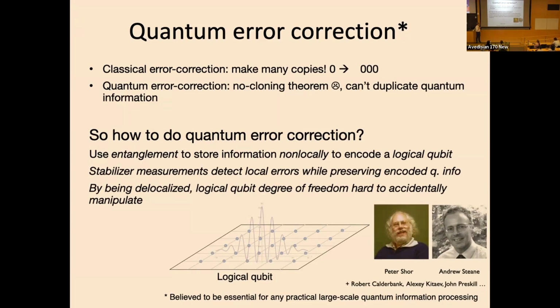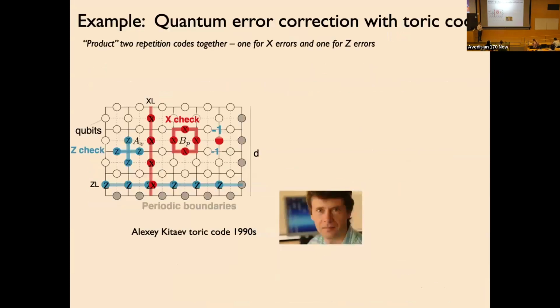But of course, it's clear that this error correction comes with overhead. There is redundancy: you need many physical qubits to store one logical qubit. Also, it means it's hard to manipulate logical degrees of freedom intentionally, since it's hard accidentally, and also intentionally it's very hard. And so this is one specific example.